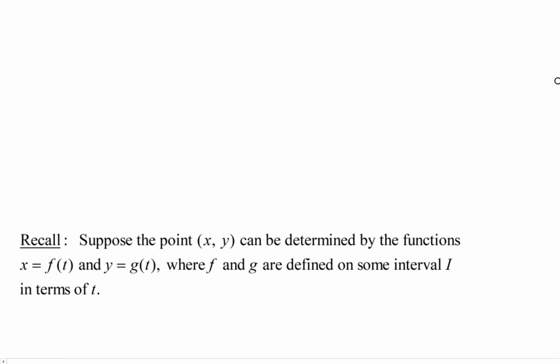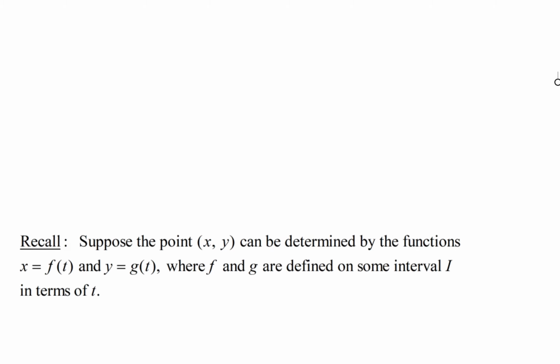Alright, so we're going to do a little bit of refreshing at first. Let's recall, suppose that you got a point, x comma y, some point. And this point can be determined by the functions x is f of t and y is g of t, where f and g are defined on some interval I in terms of t. So essentially, remember that what we're really saying here is that any ordered pair x comma y on some curve in the xy plane, both coordinates x and y are both determined by some other variable, which we're calling t here.